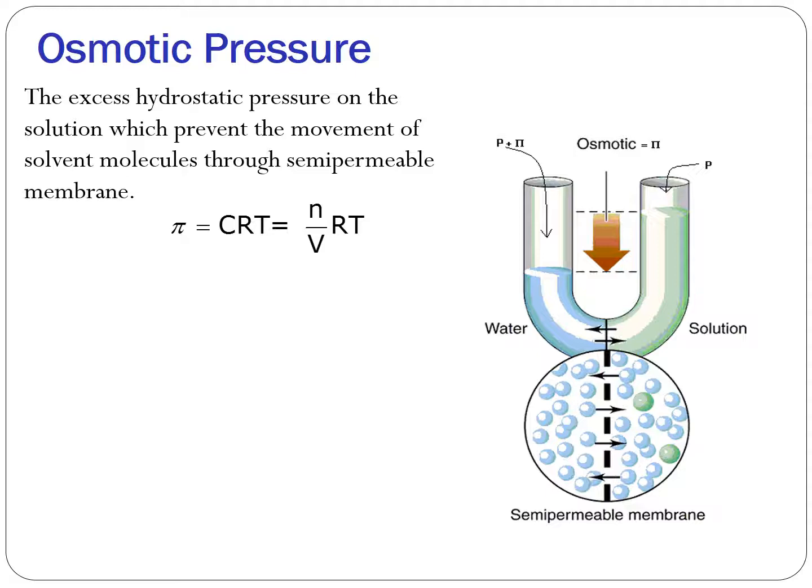The expression for this is given from the Boyle-Van 't Hoff law and Gay-Lussac's Van 't Hoff law, according to which pi is proportional to CT, therefore pi equals CRT, where pi is the osmotic pressure of the dilute solution.